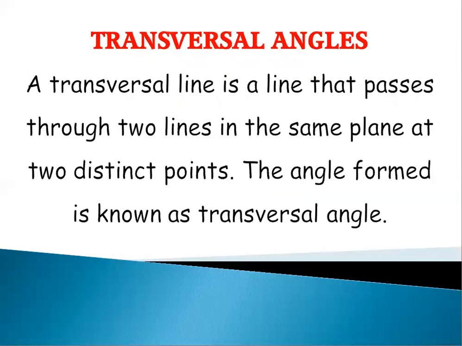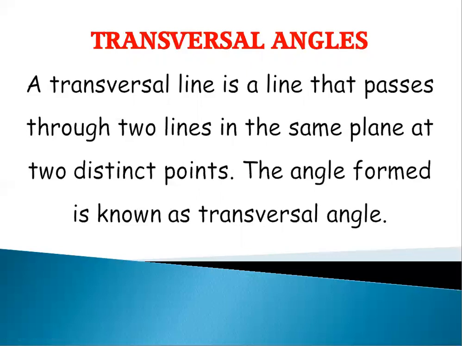Then we have what we know as transversal angles. But we can't talk about transversal angles without talking about a transversal line. So a transversal line is a line that passes through two lines in the same plane at two distinct points. The angles formed are known as transversal angles.